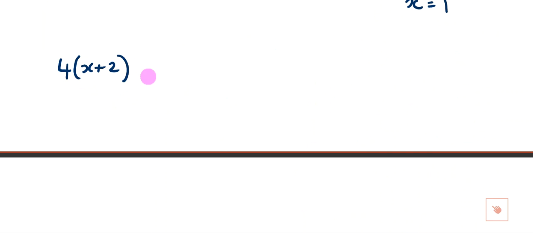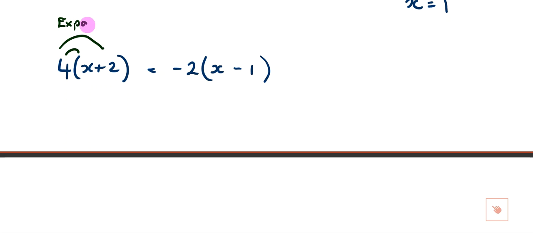4x plus 2 equals negative 2 in brackets x minus 1. I actually looked at it and I didn't finish that. What would you do first? So first thing is I would multiply 4 by x and 4 by 2. Do you remember what that's called? Getting rid of the brackets, expanding the brackets. Expand the brackets. Good. So we're going to expand the brackets first on both sides.